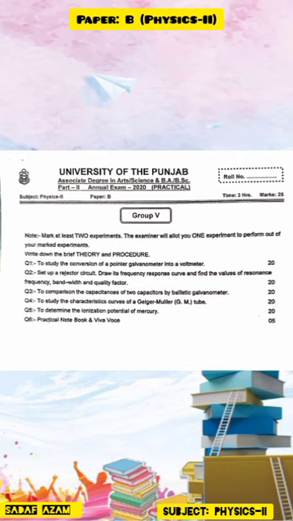Question number 1. To study the conversion of a pointer galvanometer into a voltmeter. Question number 2. Set up a rejector circuit. Draw its frequency response curve and find the values of resonance frequency, bandwidth and quality factor. Question number 3. To compare the capacitances of 2 capacitors by ballistic galvanometer. Question number 4. To study the characteristics curves of a Geiger-Müller G.M. tube. Question number 5. To determine the ionization potential of mercury. Question number 6. Practical notebook and viva voce.